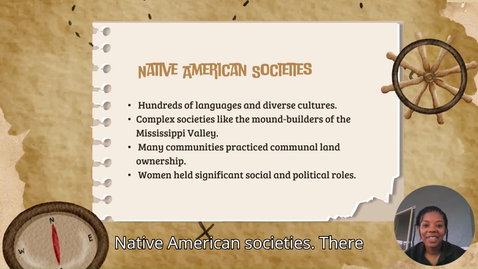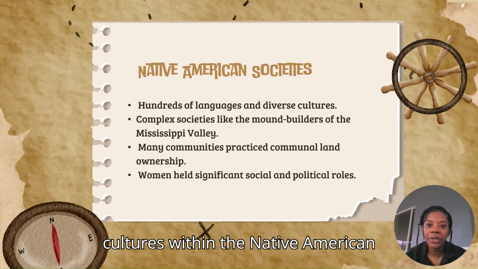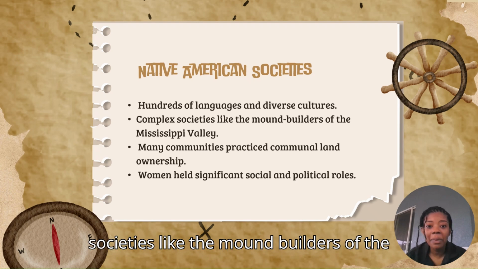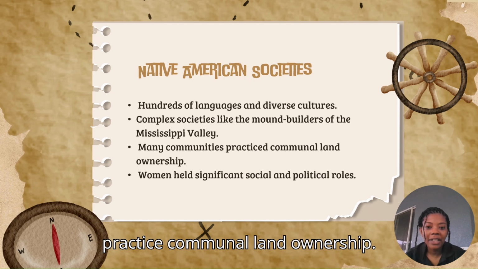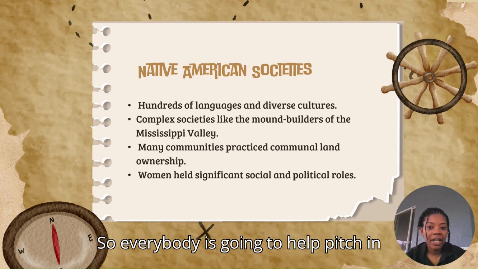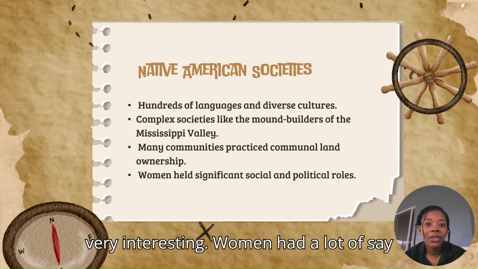Native American societies. There are hundreds of languages and diverse cultures within Native American societies. Complex societies like the mound builders of the Mississippi Valley. Many communities practiced communal land ownership, so everybody would pitch in and cultivate the land. And this is very interesting.